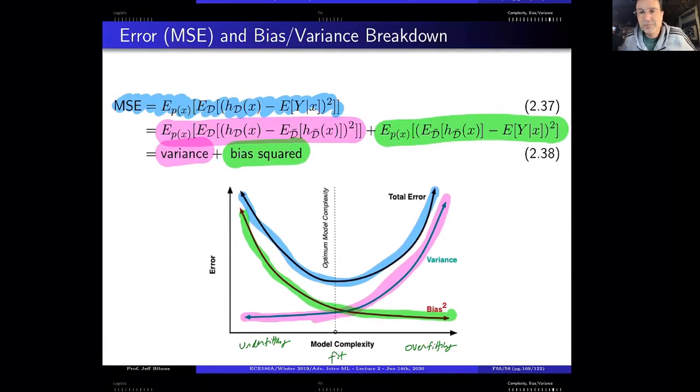Okay, I think this is a good time to pause for a question, because we've derived it and connected it formally to overfitting and underfitting and bias-variance. I think there's a question in the chat. Oh, thanks. The question is, what's the difference between E sub D and E sub P of X?